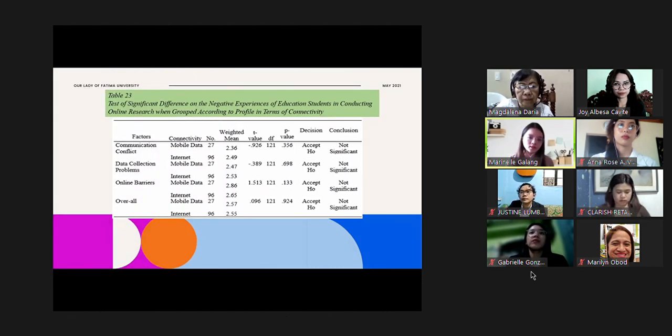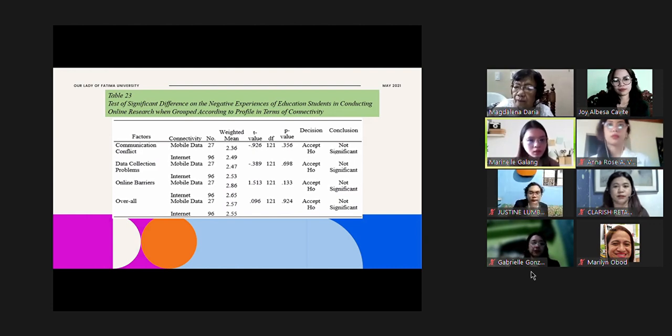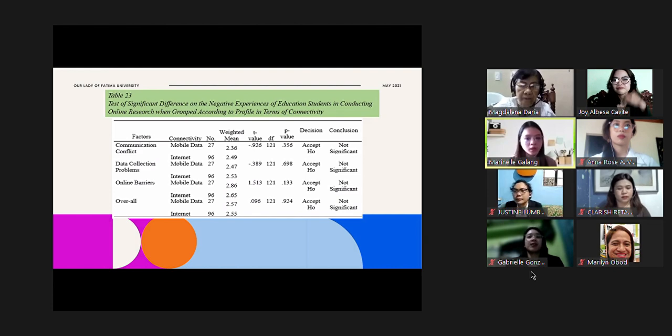And our last table is the test of significant difference on the negative experiences of education students in conducting online research in terms of connectivity. The highest p-value is 0.698, the data collection problem, and the lowest is the online barriers, 0.133, and therefore there is no significant difference on the negative experiences in terms of connectivity.